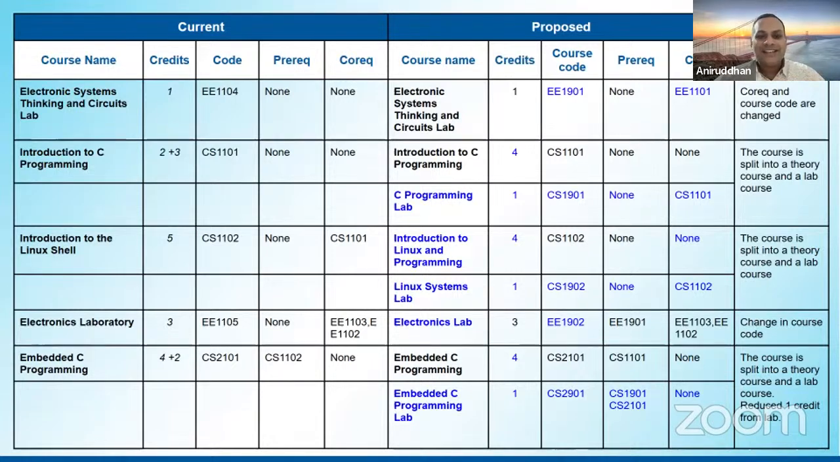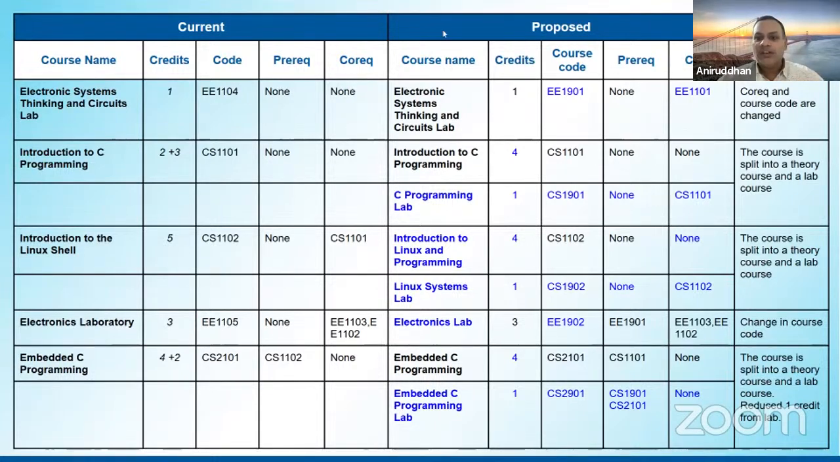The introduction to Linux shell used to be a 5 credit course earlier. Now it's a 4 credit theory called Introduction to Linux and Programming, and a Linux systems lab. So it is split into a theory plus lab course.